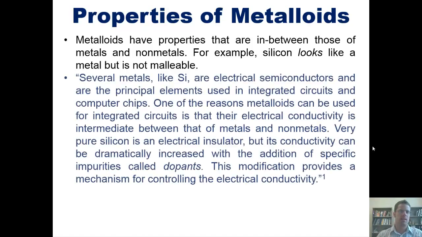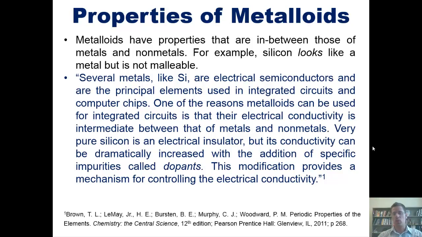For example, silicon looks like a metal, but is not malleable. According to our text, several metalloids such as silicon are electrical semiconductors and are the principal elements used in integrated circuits in computer chips. One of the reasons that metalloids can be used for integrated circuits is that their electrical conductivity is intermediate, or somewhere in between that of metals and nonmetals. Metals, for example, conduct electricity. Nonmetals do not conduct electricity. So metalloids kind of traverse that realm in between, which allows them to be semiconductors.